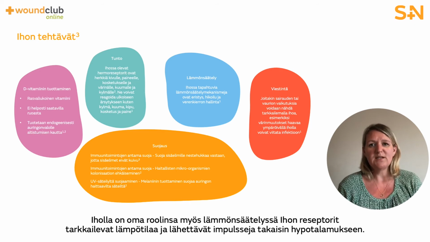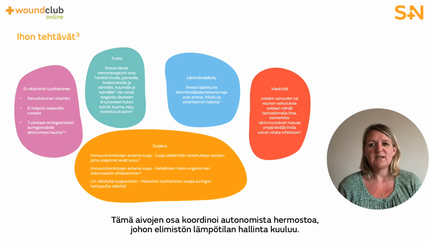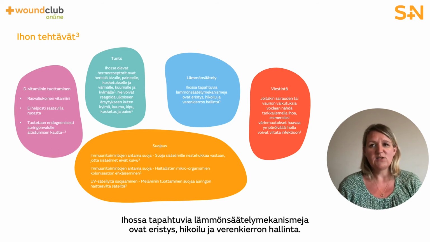The skin also plays a role in thermoregulation. Receptors in the skin monitor temperature and transmit impulses back to the hypothalamus. This part of the brain coordinates the autonomic nervous system, which includes the control of body temperature. Thermoregulatory mechanisms occurring in the skin include insulation, sweating, and control of blood flow.